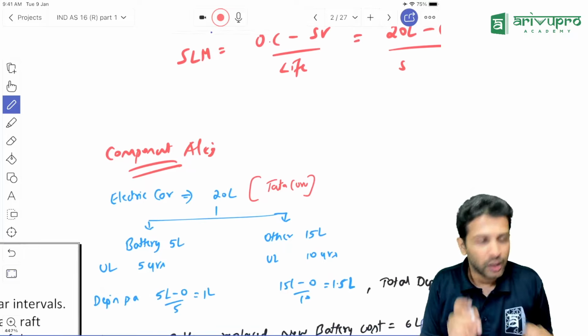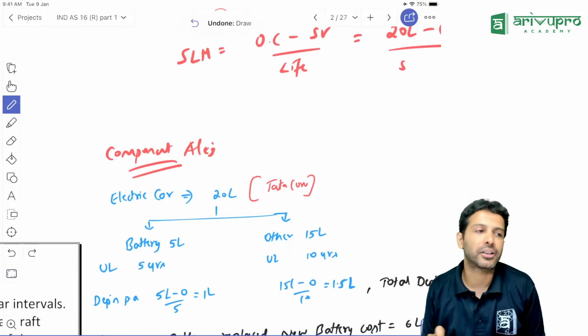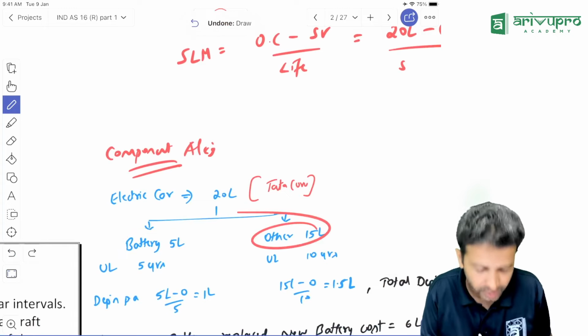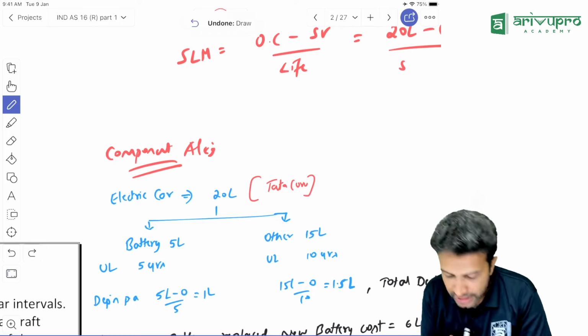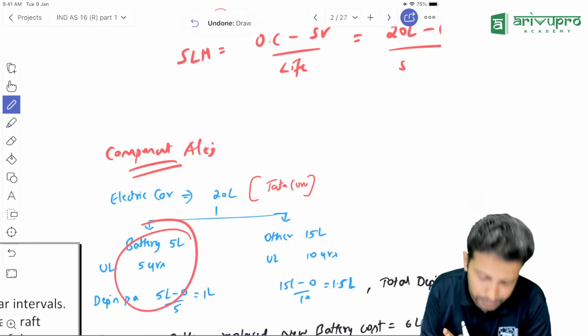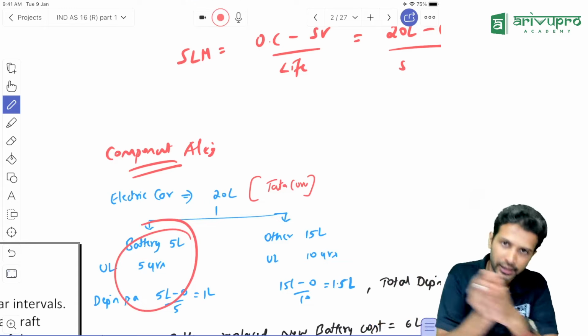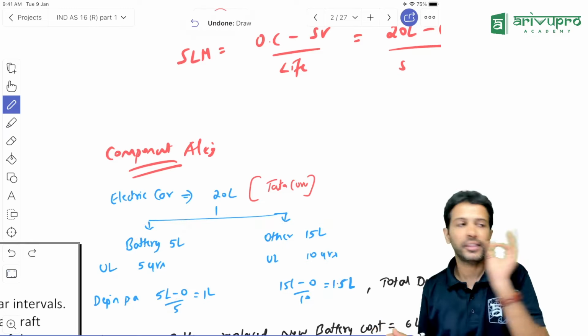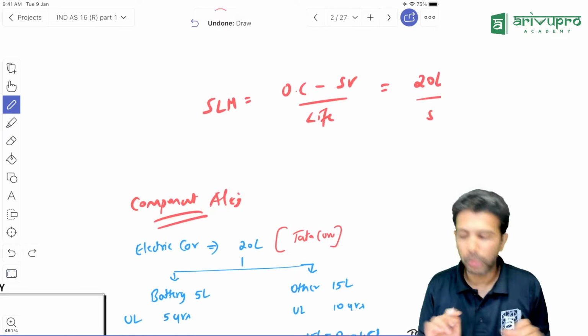Like here, this particular car has how many parts? 2 parts. What are those 2 parts? Battery and others. Now these 2 parts have the same life or different life? Different life. So the battery's depreciation you calculate separately, and the other parts' depreciation you calculate separately. That is what we mean by component accounting.